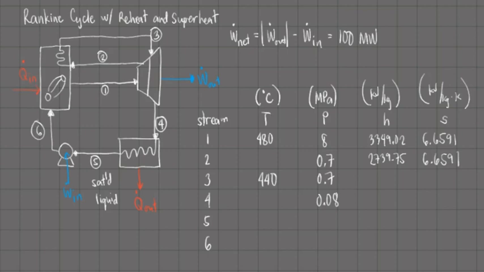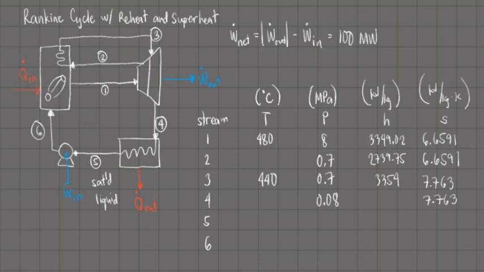Now we have two parameters for stream 3, 440 degrees Celsius and 0.7 megapascals. According to the steam tables, this is still a superheated steam. Also from the steam tables, we have determined the enthalpy to be 3354 kilojoules per kilogram, and the specific entropy is 7.763 kilojoules per kilogram per Kelvin. We have completed the parameters on stream 3. Stream 3 is the inlet for the second stage of the turbine, and stream 4 is the outlet of that second stage. And assuming that the turbine operates isentropically, the specific entropy of stream 4 is also 7.763 kilojoules per kilogram per Kelvin.